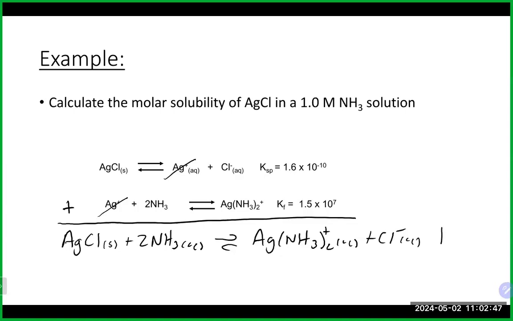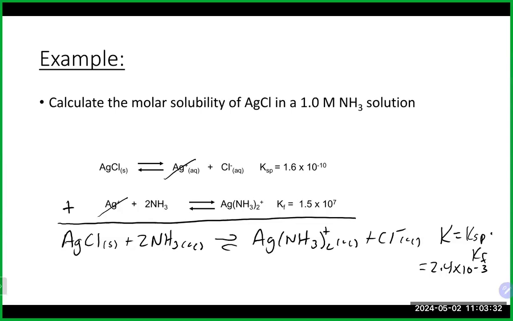Now, if I want a K for this one, is it okay to multiply a KSP and a KF together? The answer is it is, because they're just K values, right? Same idea as when you take Ka times Kb to get Kw, right? So they're all equilibrium values. It doesn't really matter what the little symbol is. So we can multiply here our two K values together. And if we do that in this particular case, we will get 1.6 times 10 to the minus 10 times 1.5 times 10 to the 7. That's a 2.4 times 10 to the minus 3. Any questions on that?